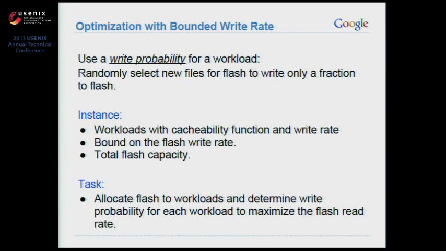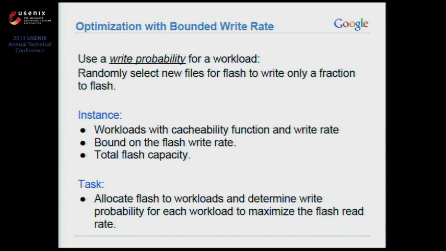So here's the problem definition again, which we solve as this optimization problem. To bound the write rate, we first introduce a write probability for the workloads. That means not every piece of data of a workload is written to flash. Only a certain fraction. Namely, we sample the new files with a certain probability to go into flash.